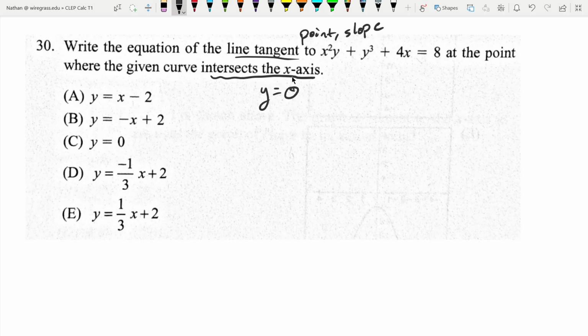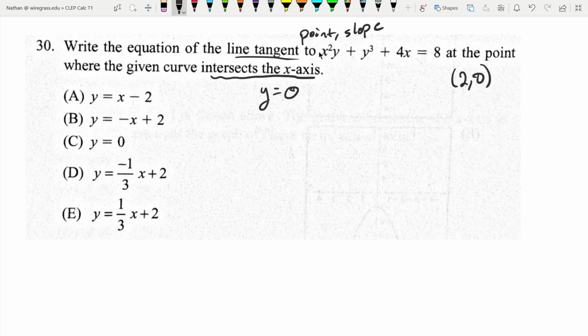Now we know that it intersects at the x-axis. So if you take y equal to 0 and plug it into this curve, you can see that this goes to 0, that goes to 0, and we get 4x equals 8. In other words, x equals 2. So we have the point (2, 0). Okay, now we need the slope.